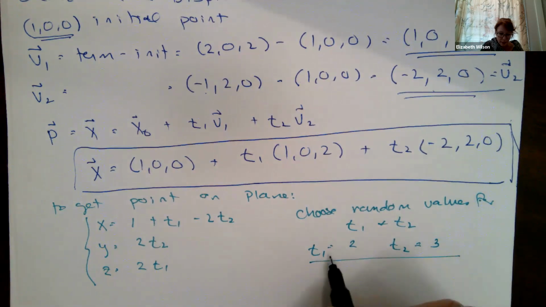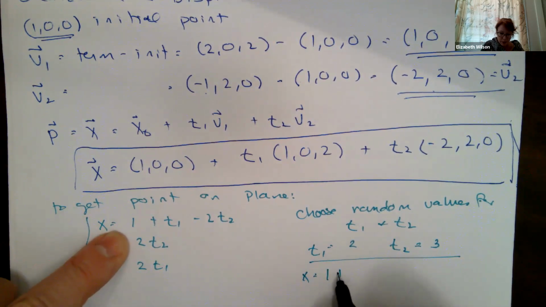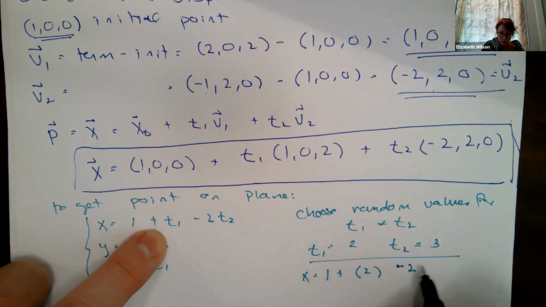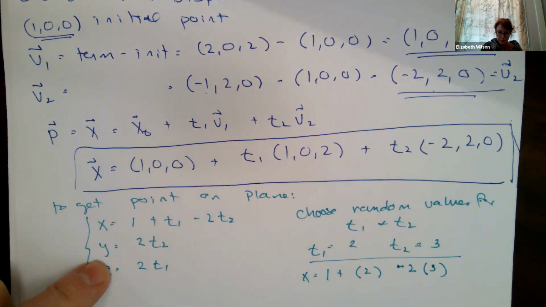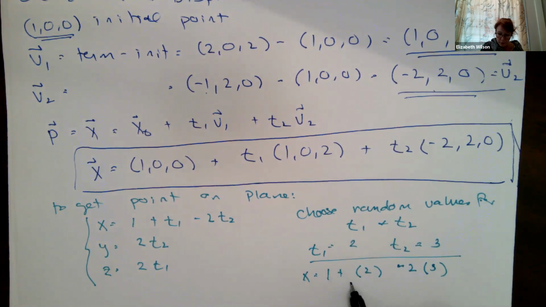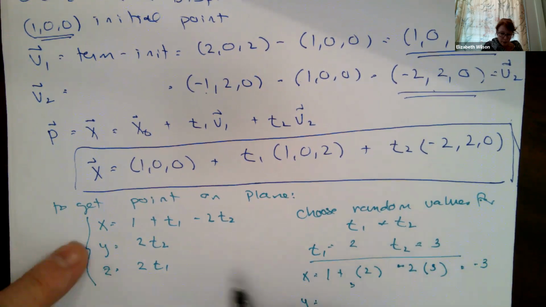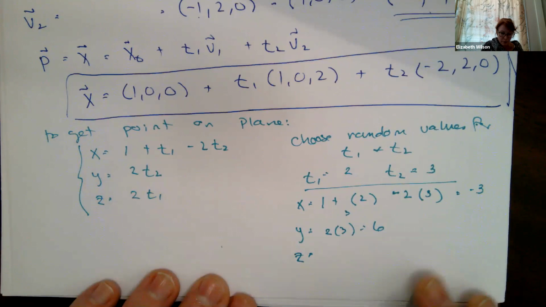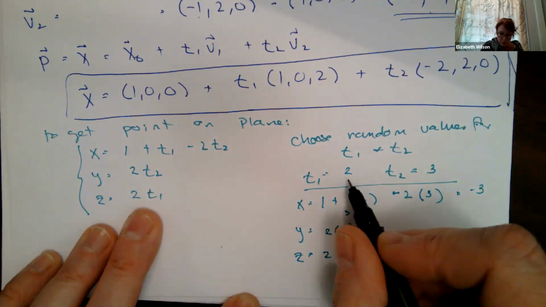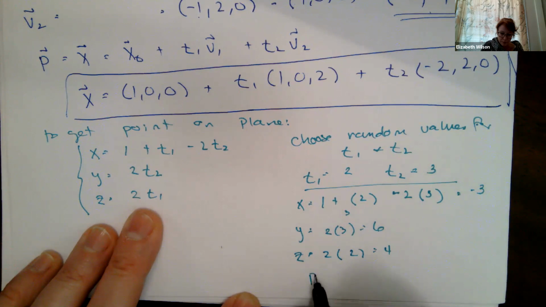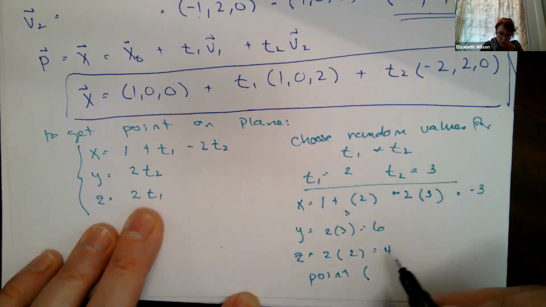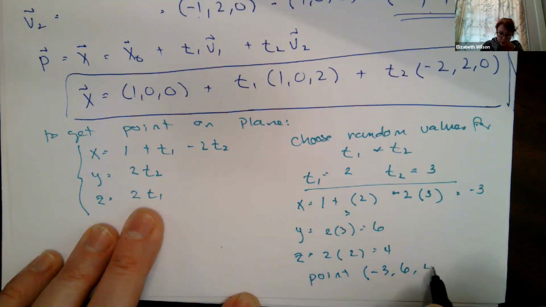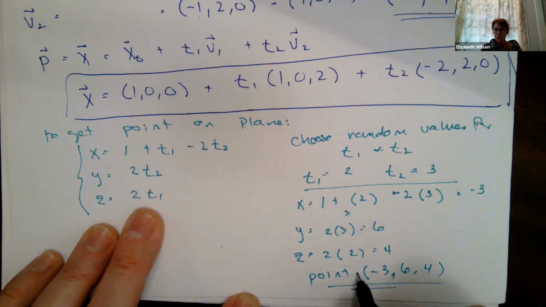So x is equal to 1 plus t1 minus 2 times t2. So 1 plus 2 is 3, minus 6 gives me minus 3. y is equal to 2 times t2, so that's 2 times 3, which is 6. My z is equal to 2 times t1, which is 4. So a potential point on the plane is (-3, 6, 4). That's one point on the plane.